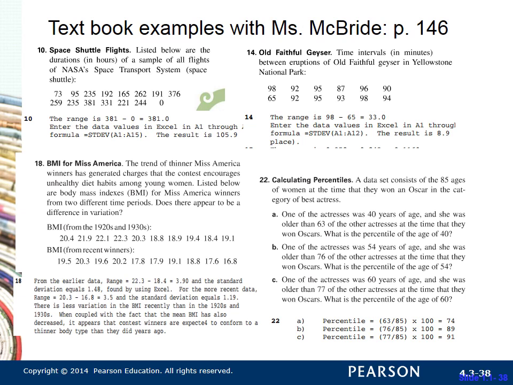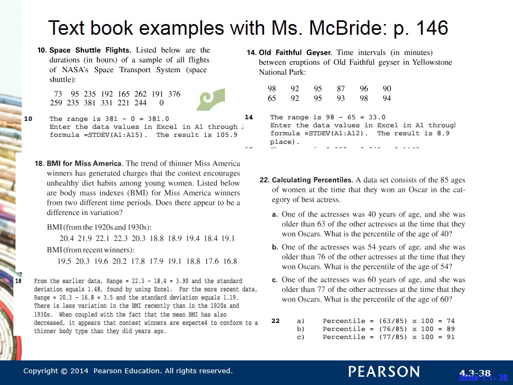So from the 1920s and 30s, here's the BMI, body mass index. So go ahead and put that first set into L1, find your mean and your range and your standard deviation. Write that down. Now if you want to put the second set in L2 and not erase the first set, this is a good chance to do that.